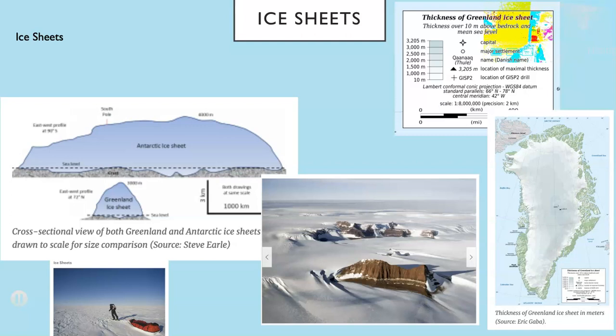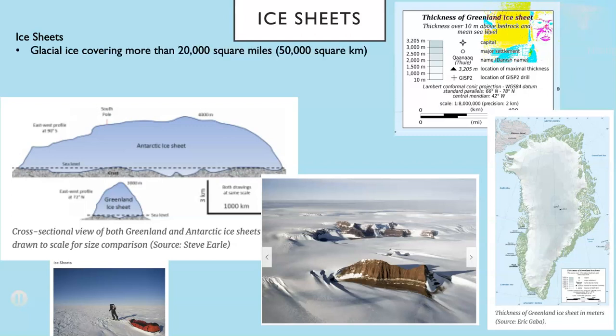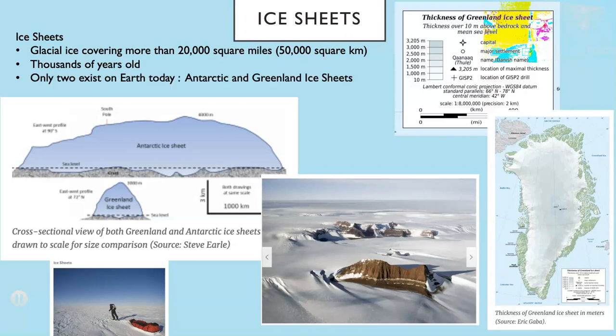Okay, ice sheets are a completely different story. They are much, much, much bigger. Ice sheets cover at least 20,000 square miles of land surface, and they are thousands of years old. We only have 2 ice sheets left on the planet. Now, before, when we had the last ice age, we had a lot more in the way of ice sheets, but right now the only 2 remaining are on Antarctica and Greenland.